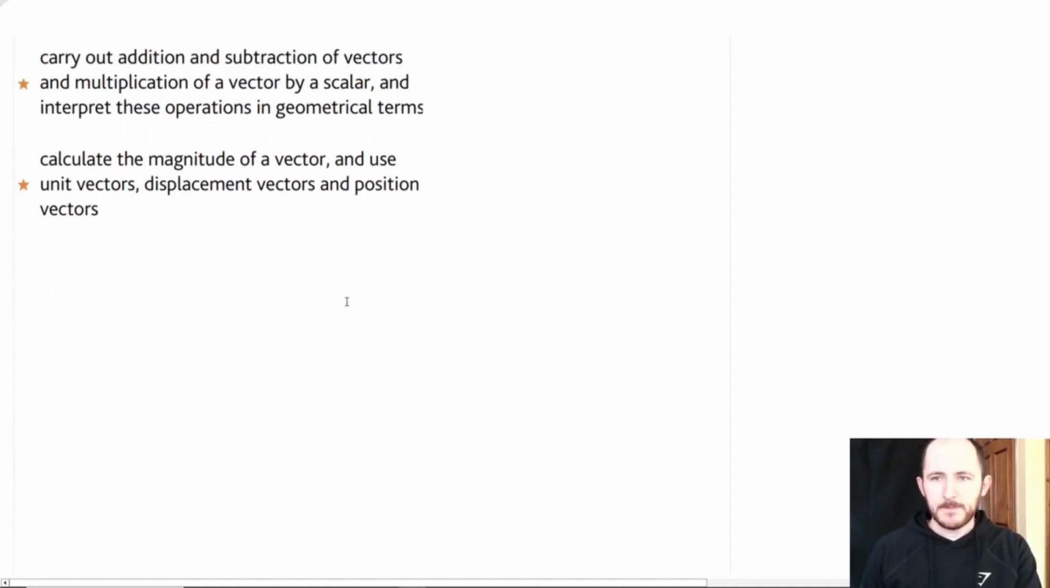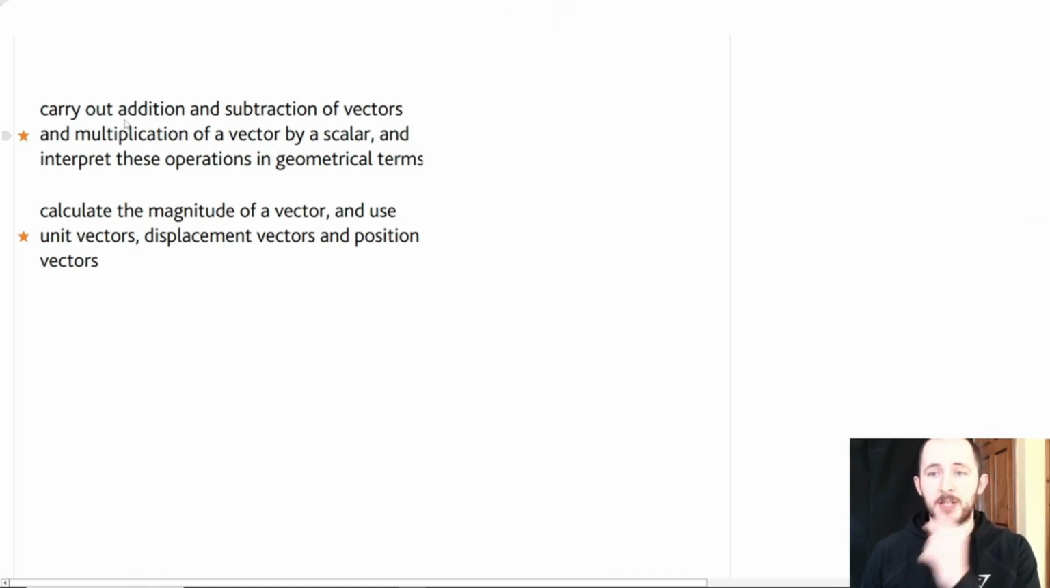So we also need to be able to carry out addition and subtraction of vectors, multiplication of a vector by a scalar, and interpret these operations in geometrical terms. It's quite a lot. Then also calculate the magnitude of a vector, use unit vectors, displacement vectors, and position vectors. This is a lot of stuff, so we're going to take it step by step.